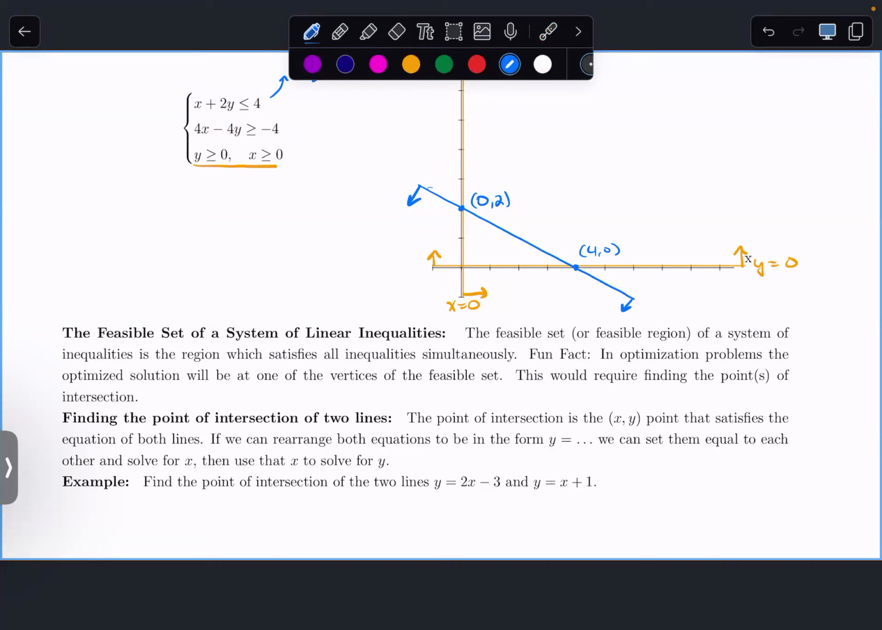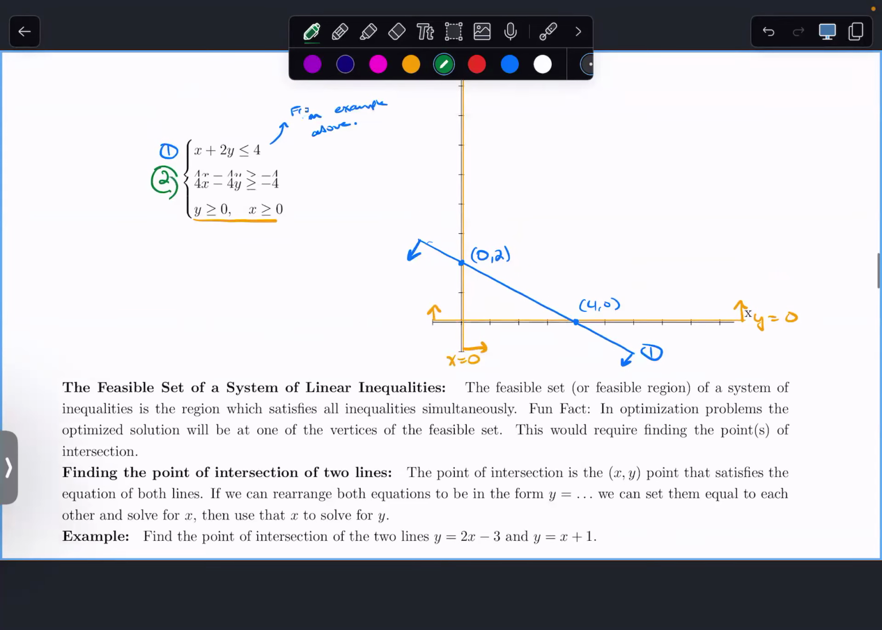So this is, can I label this 1? Line number 1. Usually I put a label on the lines, and then I don't have to write it out so much, right? Kind of referring to the equations. And because this one is new, I'll use a new color and I'll call it line number 2. So let's draw 4x minus 4y is greater than or equal to -4.